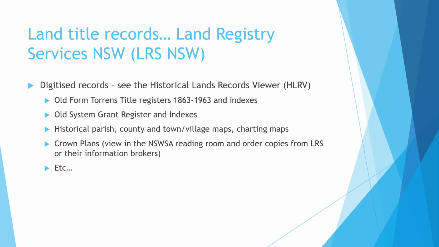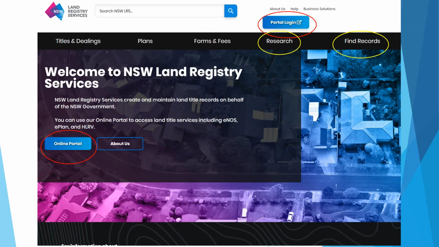They've also put Crown plans into the HLRV, but the only place that you can look at Crown plans is in our reading room here at Kingswood. You can view Crown plans here at Kingswood, but you can't buy them or copy them from us. You order copies of those through Land Registry Services or through their information brokers. And they've also put other records up as well. But given I've got an hour, I can't talk about the HLRV for a long time.